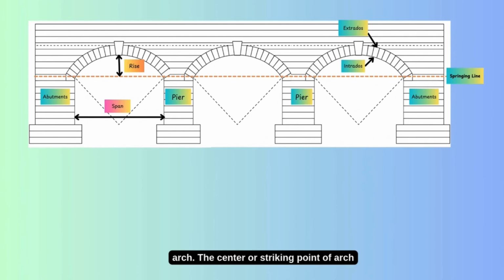18. Center of the arch. The center or striking point of the arch is the geometric center from which the arch's curve is struck, particularly in circular or segmental arches. In drawing and design, this is your compass point, guiding the perfect arc.